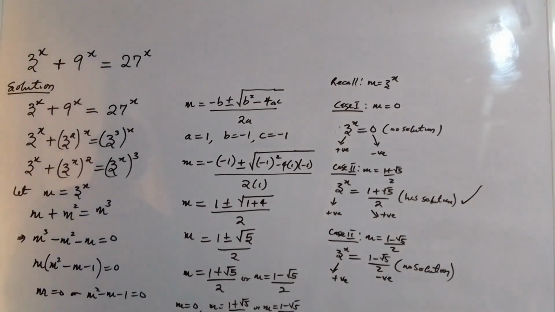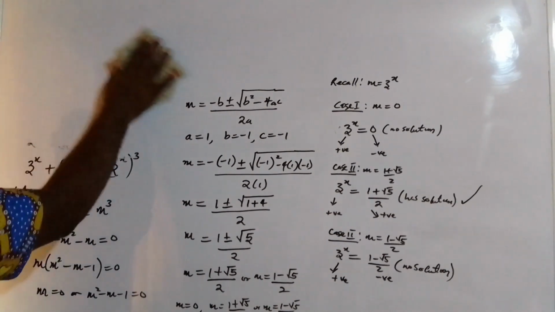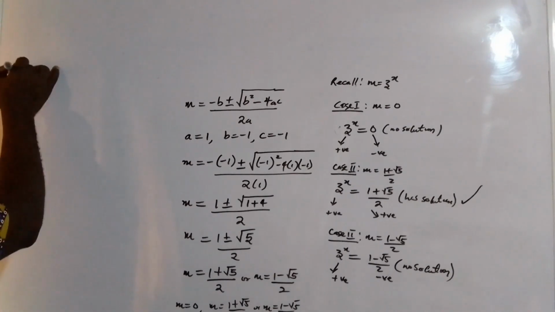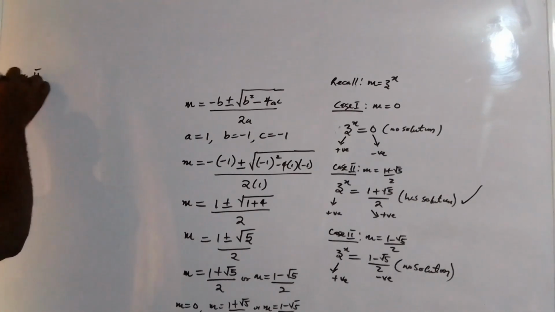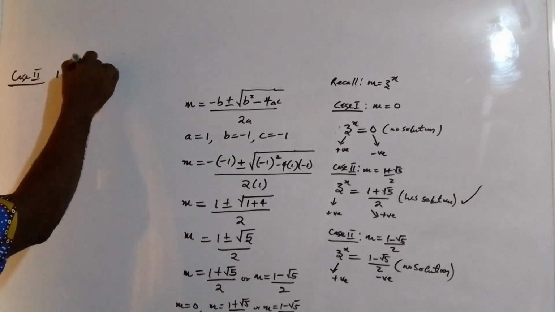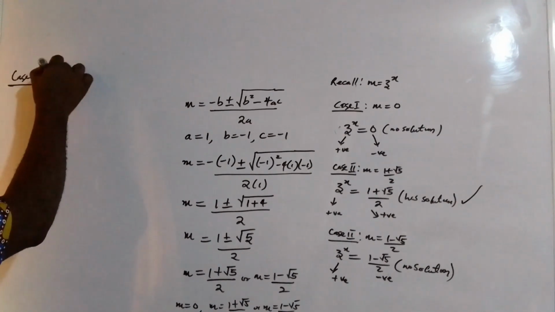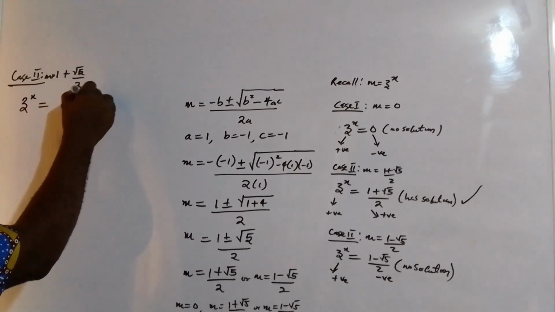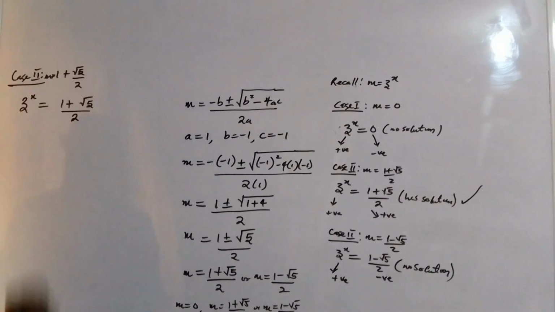To do that, I'm going to just come over here and erase these parts. So let's solve for case 2. We have m equal to 1 plus root 5, so therefore we have 3 to the power of x equal to (1 plus root 5) all over 2. What we need to do to solve this is to use a logarithm. There are two forms of logarithm: the common logarithm and the natural logarithm. Here I'm going to be applying the common logarithm to make computation easier.